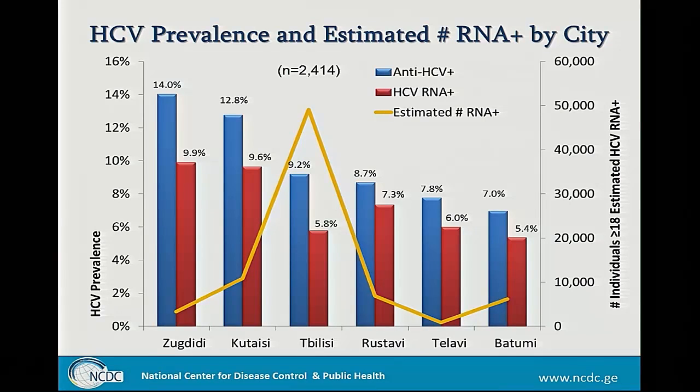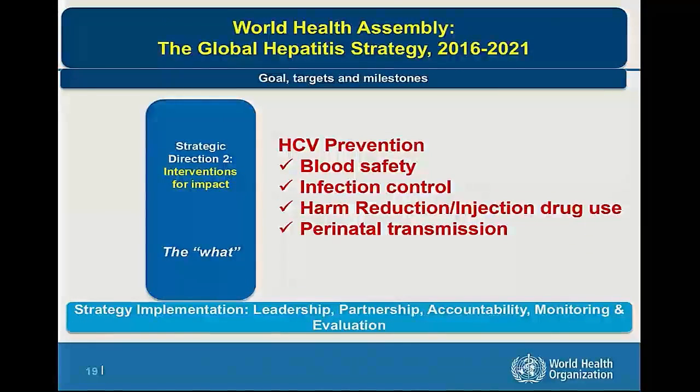As I mentioned, it's an elimination program, and they're using these data to help guide their activities, and a big part of that is treatment. This is looking at the estimated number, the yellow line, of RNA positive, or actually infected, by city, and these data have been very helpful to the Georgians in developing their national plan.